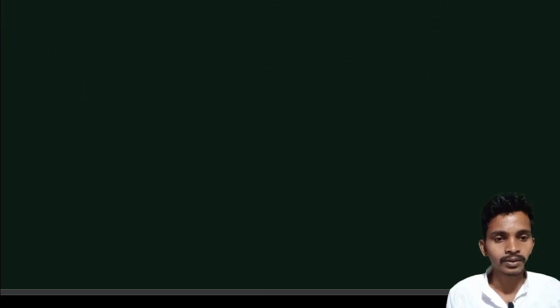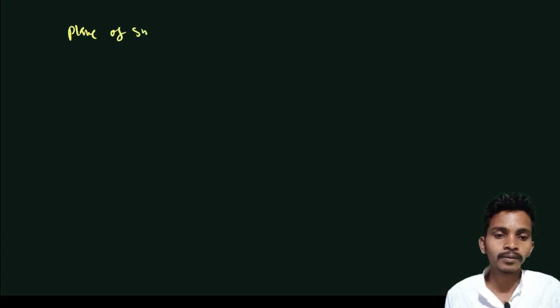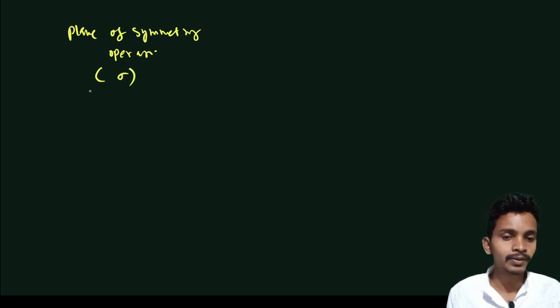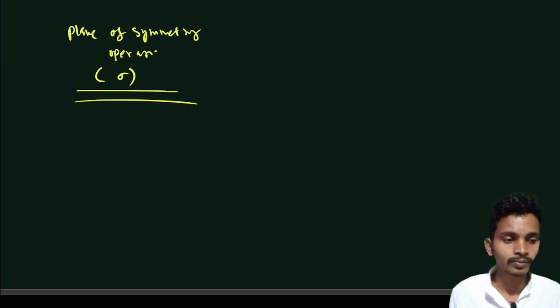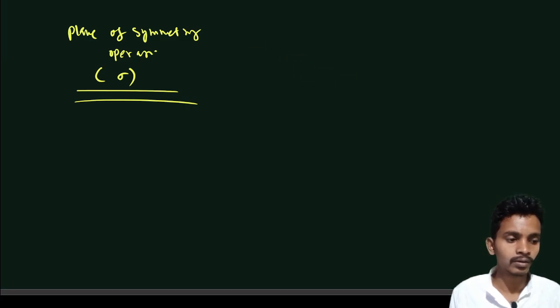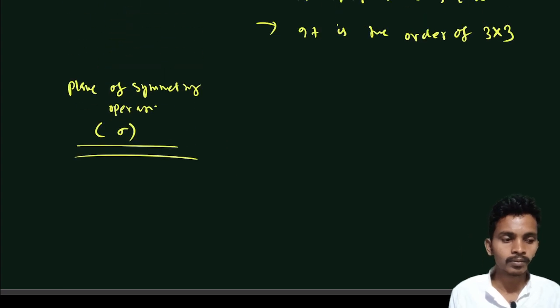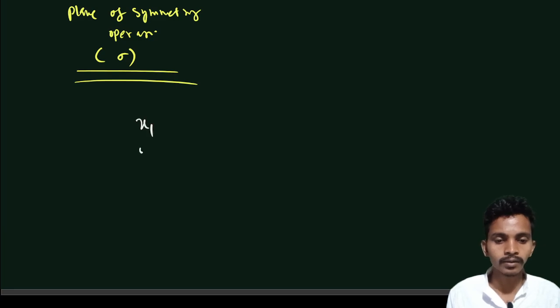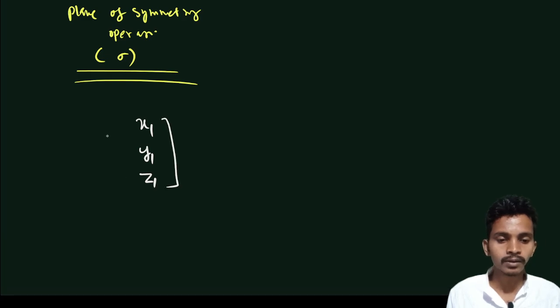So next we will discuss, let's look at the plane of symmetry operations. What is that? It is reflections, that is sigma we are applying. So in this case, let's look. If we have any axis x1 y1 z1, this is the matrix, or I will write it, let's say x1, y1 and z1, this matrix.